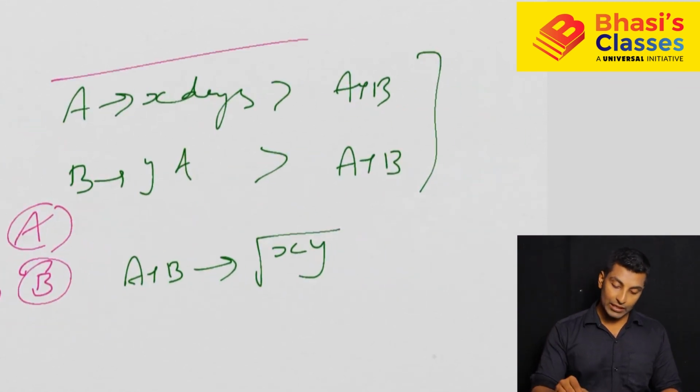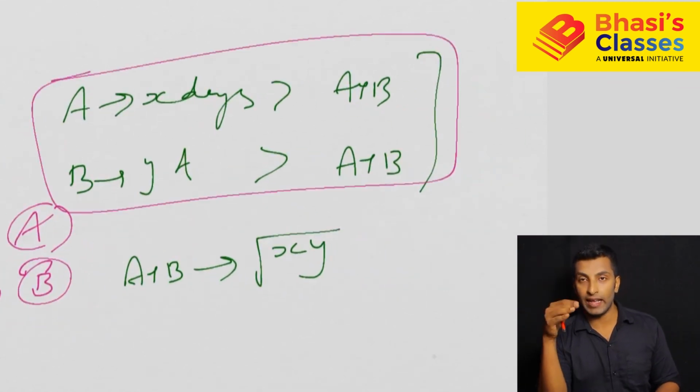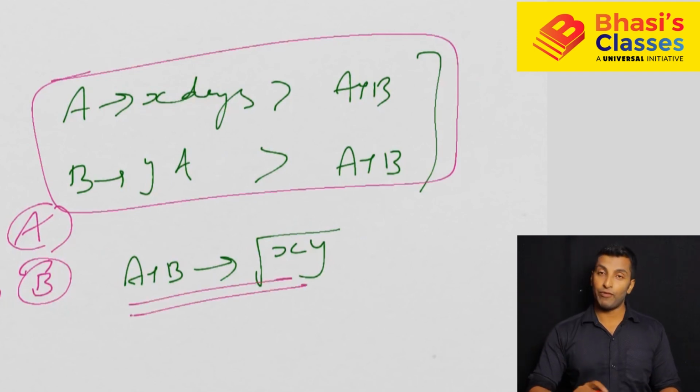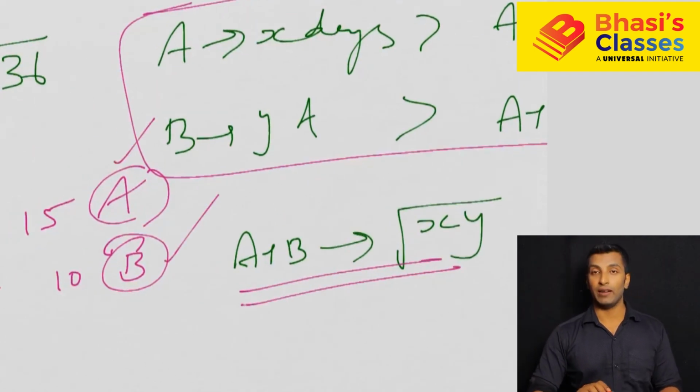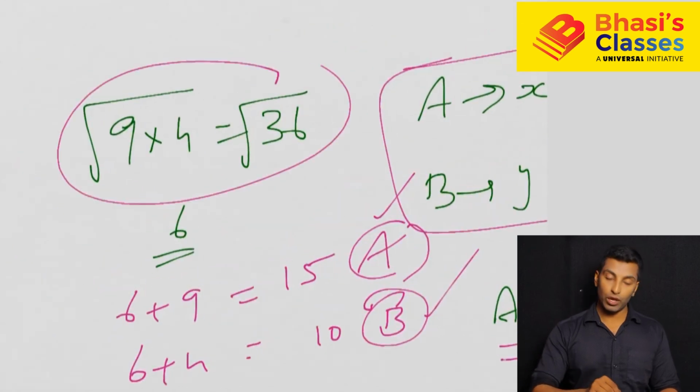So this is the information in the question: A takes X days more, B takes Y days more. So A plus B you can find, A you can find, B you can find. Just remember this root of XY.